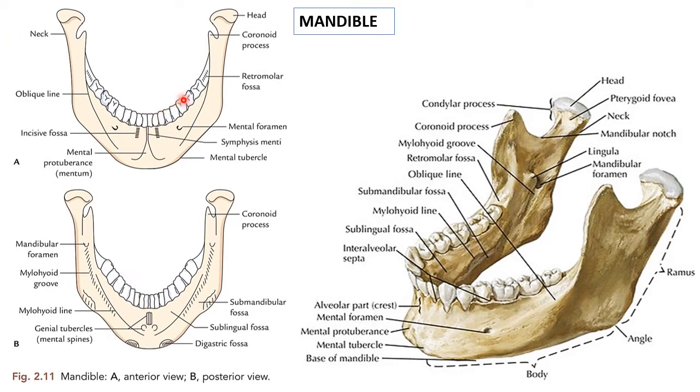Just below the premolar teeth, there is a foramen called mental foramen. Mental nerves and vessels pass through this foramen. And this line is called the oblique line. The oblique line is the continuation of the anterior border of the ramus of the mandible, continuing as the oblique line in the body of the mandible and continuing towards the mental tubercle.